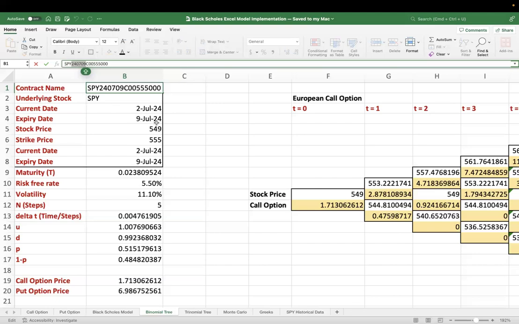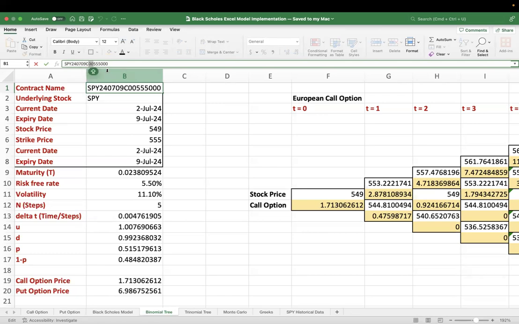So basically it starts from 2nd July 2024, and the contract expires on 9 July 2024. A quick question asked by Pariveshus, what is SPY? See, SPY is nothing but S&P 500. SPY stands for S&P 500. This date is nothing but the date of expiry. C, what is C? C is nothing but call option, and if it's a put option, there will be P.